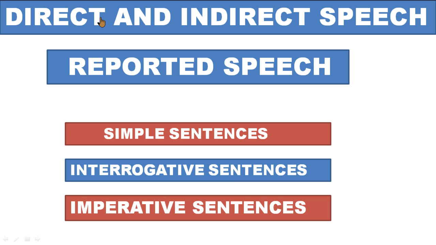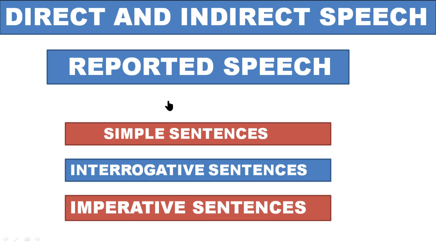First understand what is the difference between direct and indirect speech. When a person makes any statement or says something, that is called direct speech. If we tell someone what the other person said, that is called indirect speech or reported speech. In this video, I'll teach you how direct speech is changed into indirect speech or reported speech.